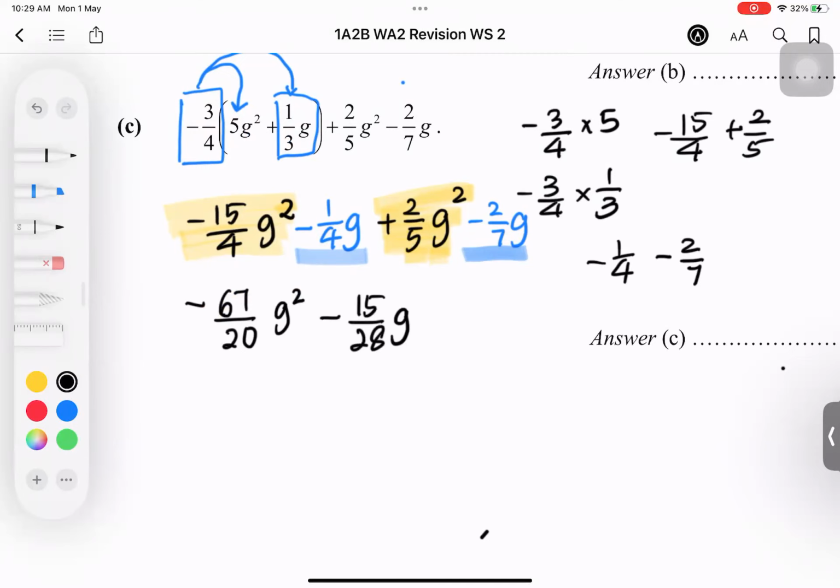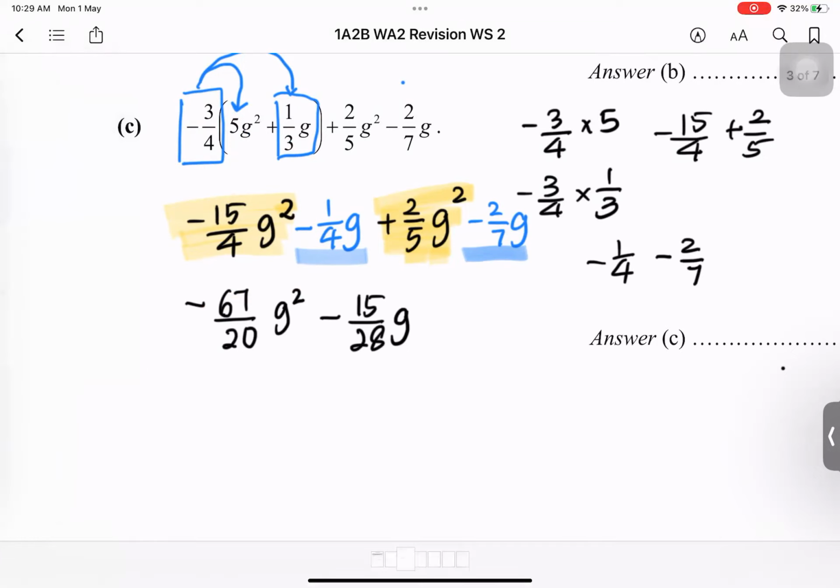-15/28g, thank you. Okay, so this is the answer. The working is actually the same, just that the numbers are all very ugly. So please use your calculator to work out your answers. In an exam or test, don't leave it blank. Just try.